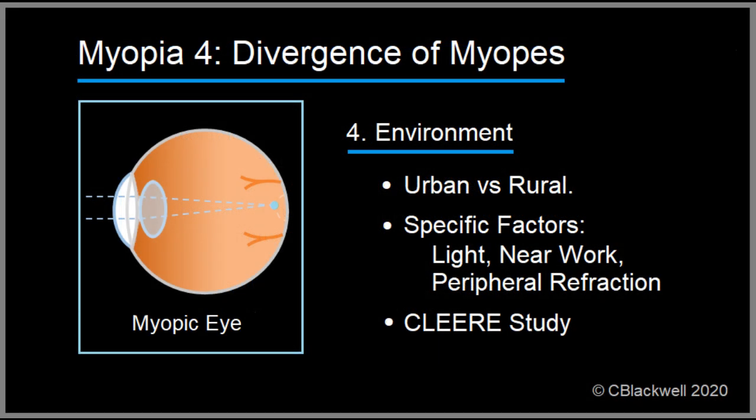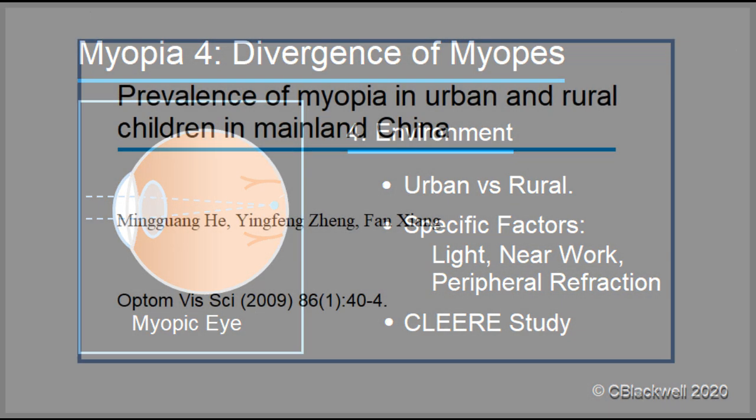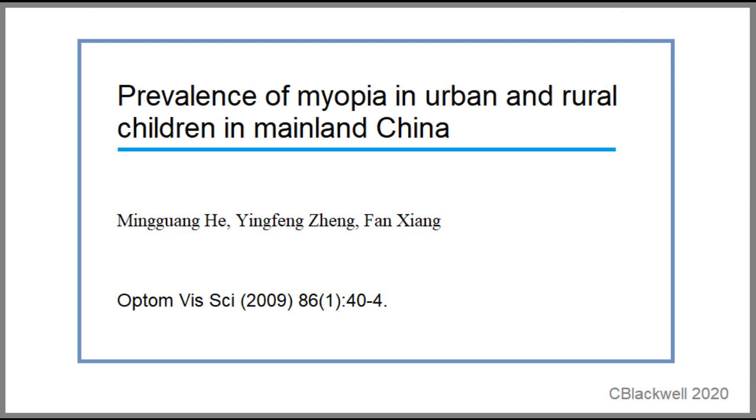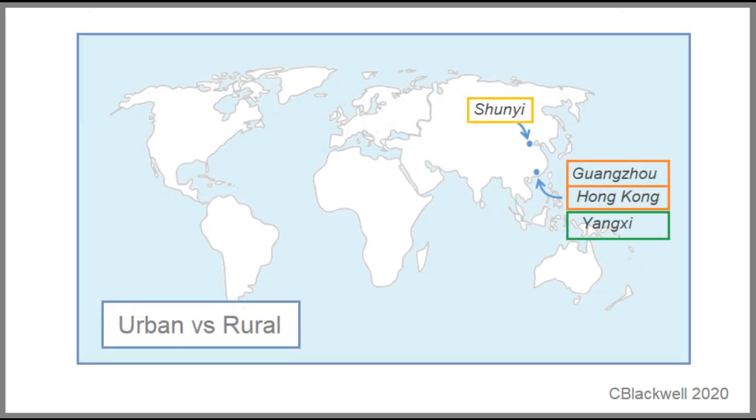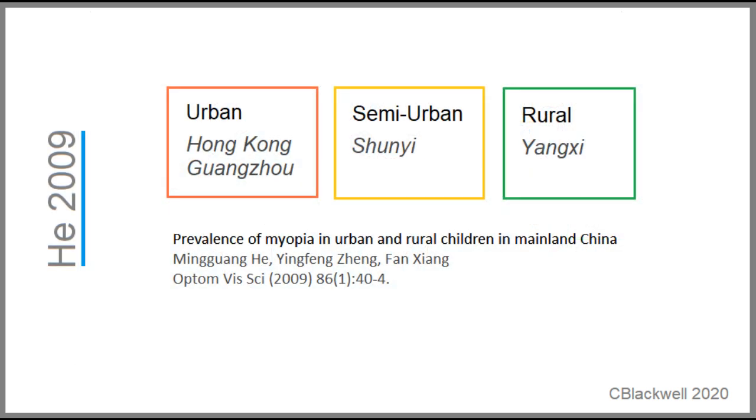Which brings us to the other side of the coin, environment. We are going to discuss this in two parts. One will be general population studies. The other will be a look at what factors in the environment could be causing myopia. In 2009, he and co-workers approached the environmental question by surveying children from different cities within China. So it is presumed they have a similar genetic background. Any differences in result would be from urban versus rural environment.